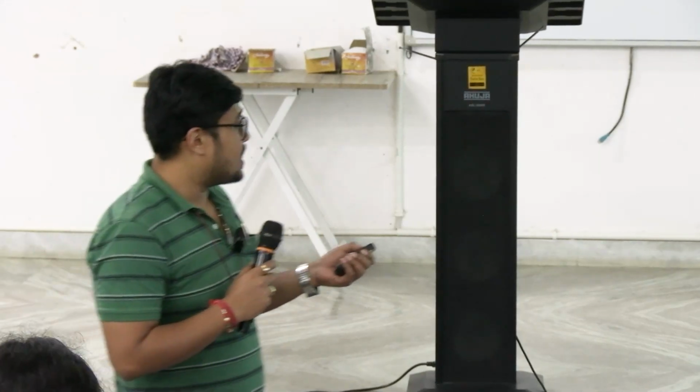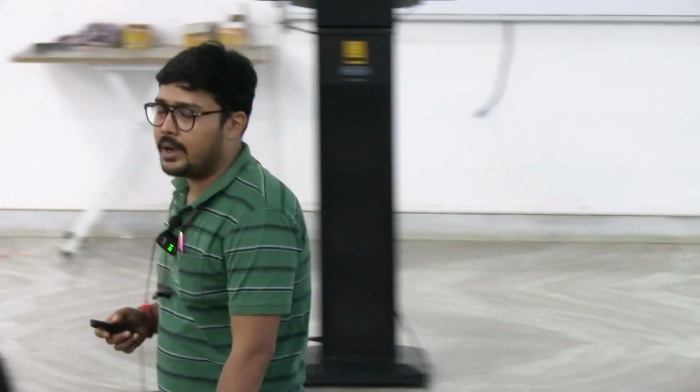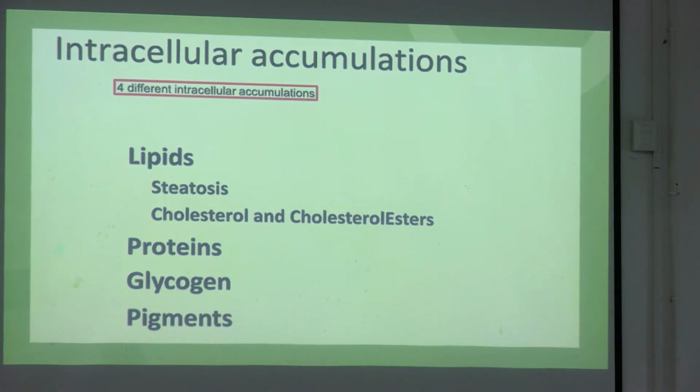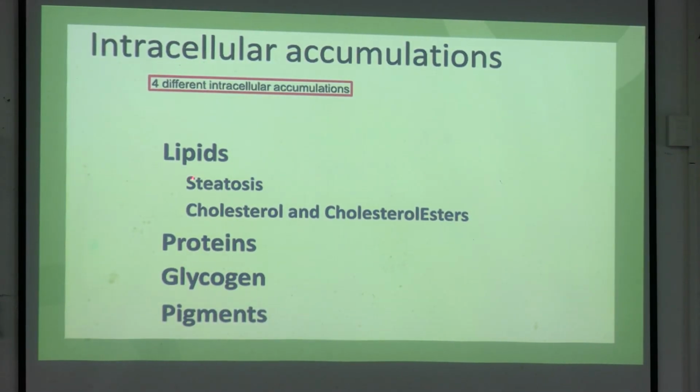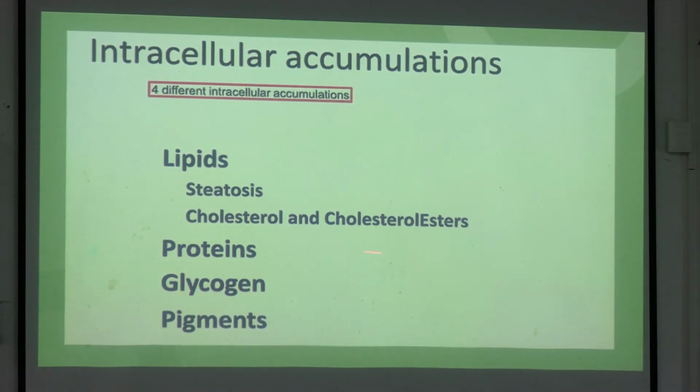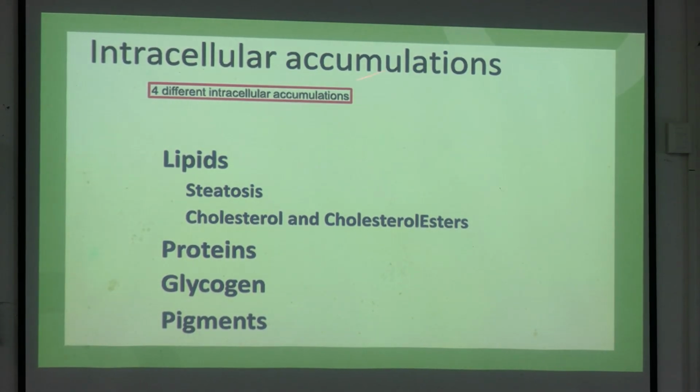Next, the third category is accumulation of pigment. Endogenous pigments are those metabolized from our own cellular metabolism, and exogenous pigments are those we acquire from the environment, from outside. So intracellular accumulation involves four different materials: lipids, protein, glycogen and pigments. Of all these four, the most common is lipids, or fat.